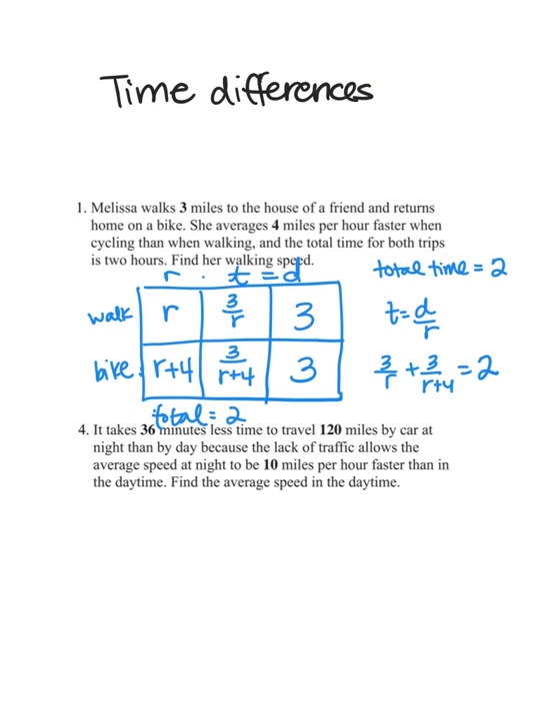It takes 36 minutes less time to travel 120 miles by car at night than by day, because the lack of traffic allows the average speed at night to be 10 miles an hour faster than in the daytime. Find the average speed in the daytime. Okay, so let me draw my chart.